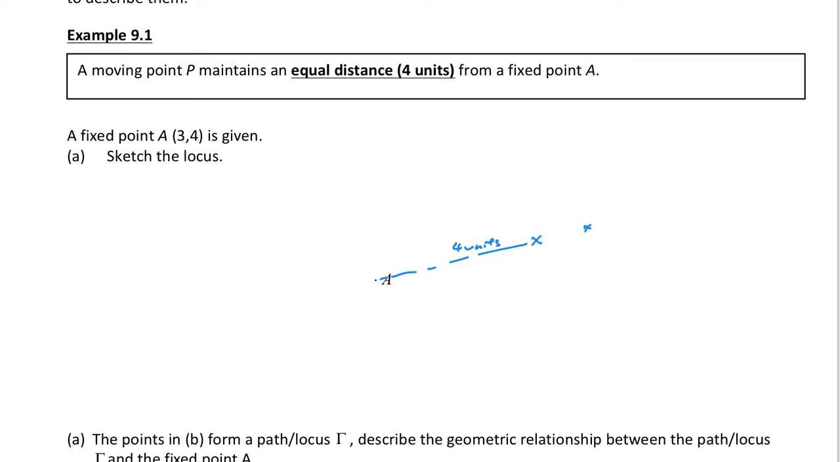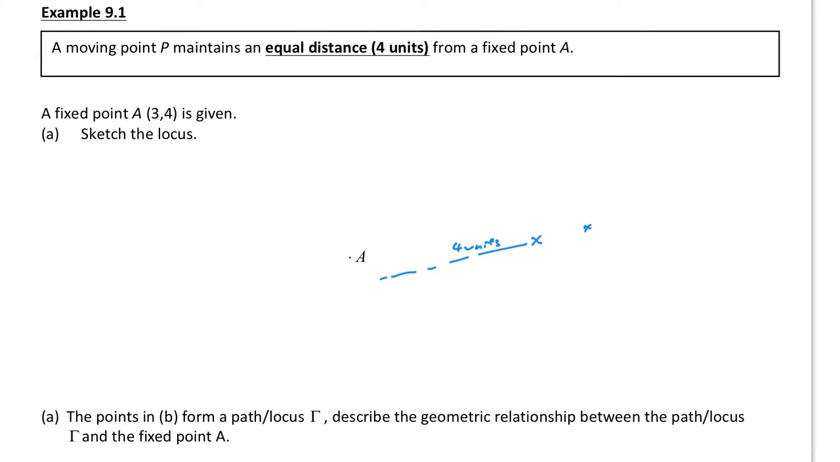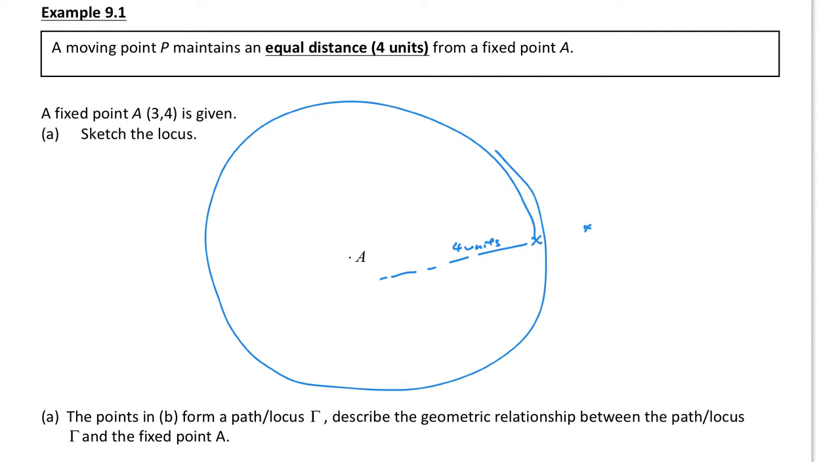Remember, P is a moving pawn, such that if we can maintain a distance with pawn A of 4 units, all these pawns are possible positions of pawn P. So that you can see the shape of the locus is a circle with 4 units.